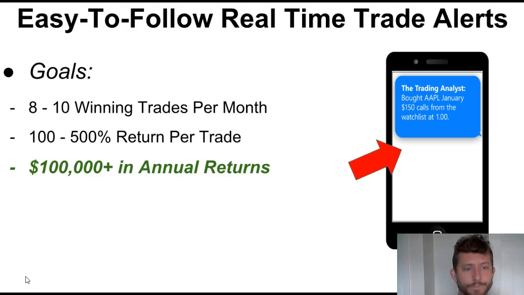And the goals here for the easy to follow real-time trade alerts are about 8 to 10 winning trades per month, and that number varies. Sometimes we make less than 8, sometimes we make more than 10, just depending on the market action. For example, right now we have already more than 10 winning trades this month, a lot more than that actually, just because we've seen a lot of volatility, and there's a lot of options for trading, and so we focus on quality and not quantity.